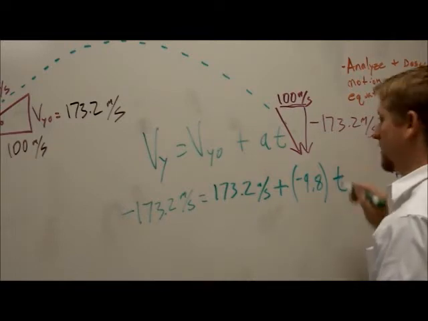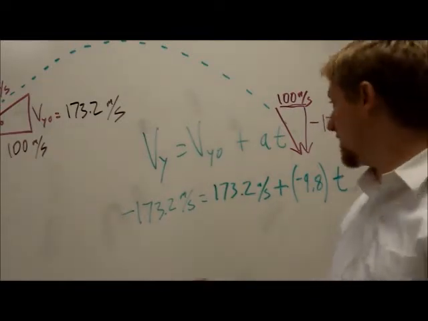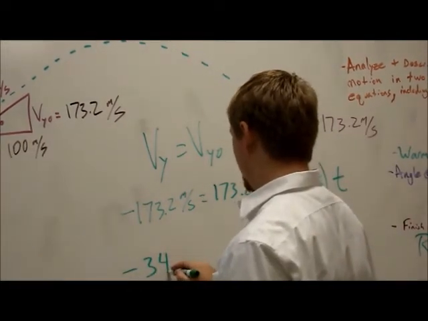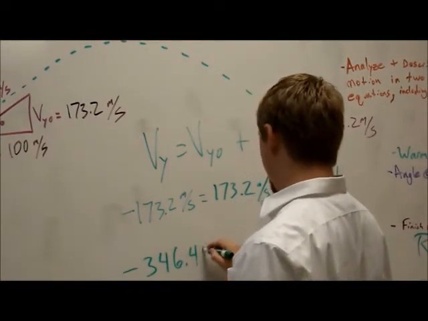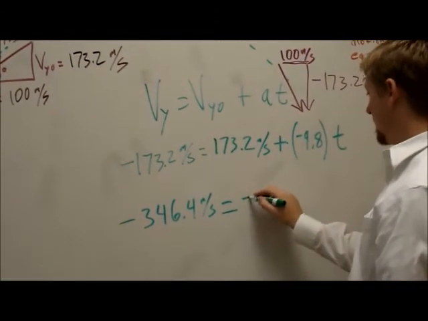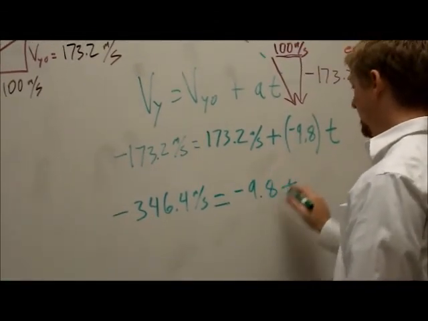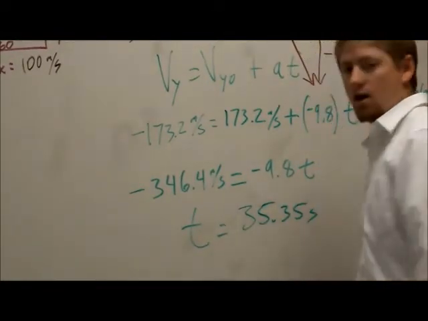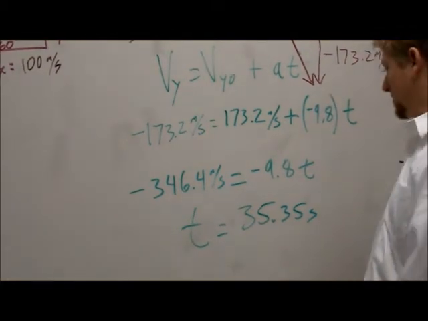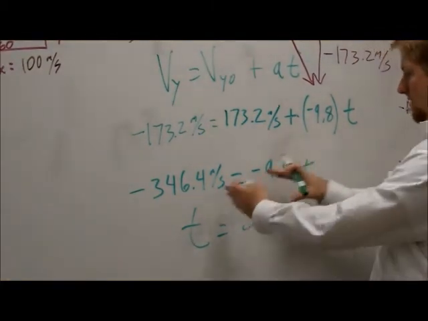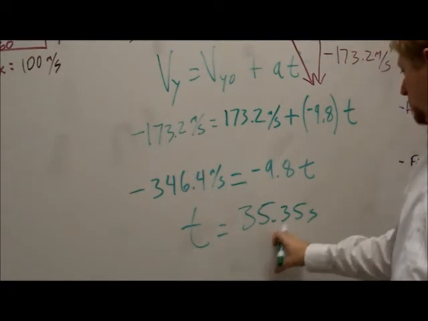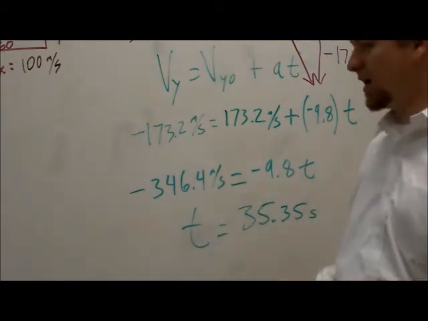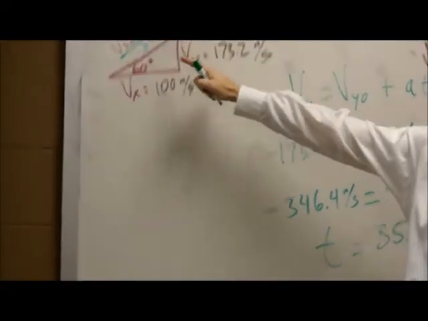And then this is what we're looking for, our time. How long is it in the air? Okay, we subtract over here, we get negative 346.4 meters per second equals negative 9.8 t. After we do our division here, we're going to get 35.35 seconds. That's the amount of time in the air for the cannonball.